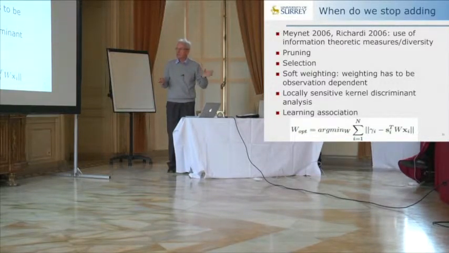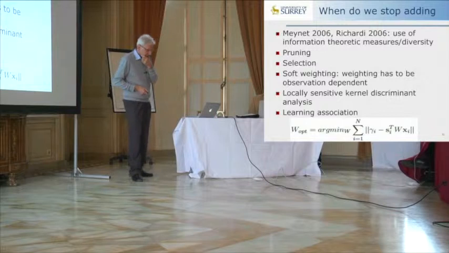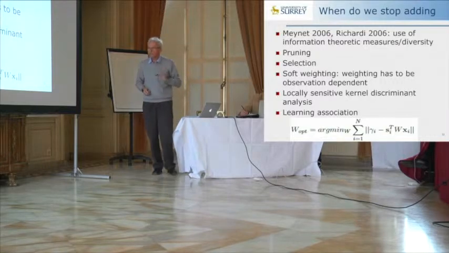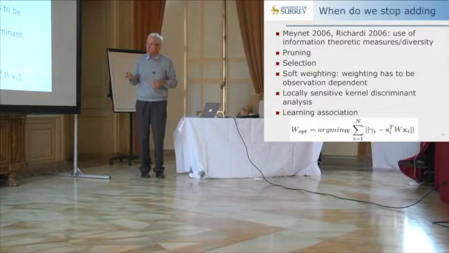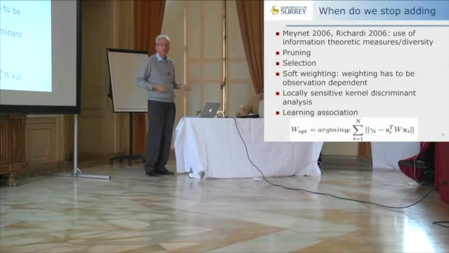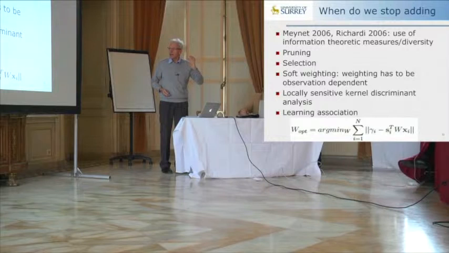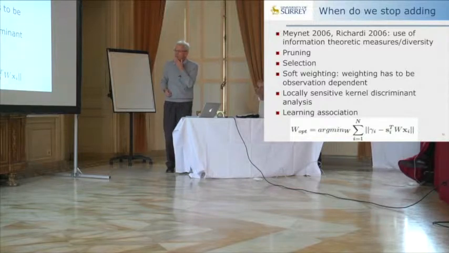We have tried it in some way, but this is something that I want to do in the future. In the kernel discriminant analysis literature, there has been, I think, very little work, probably just one paper I can think of, which is using locally sensitive kernels or developing a solution to kernel discriminant analysis which is locally sensitive. So it adapts the fusion process locally rather than having a single fusion weighting for any observation that you have.